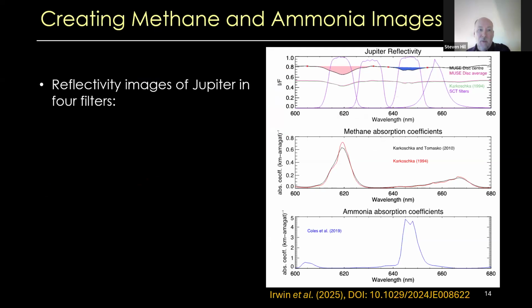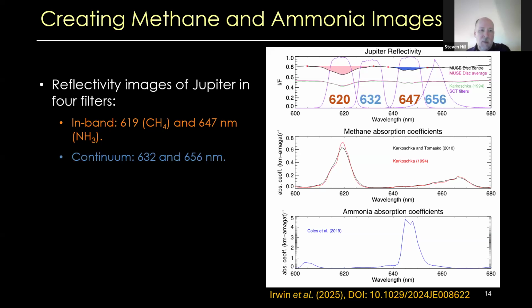Basically, we first start with reflectivity images of Jupiter in 4 filters. We have the in-band filters for 619 and 647 nanometers in methane and ammonia, and there's a slight discrepancy. The 1 nanometer discrepancy is just the band center versus the filter center that I was able to obtain. And then we have continuum filters at 632 and 656 nanometers. And you can see in the top panel here, the shaded regions in pink and blue are the actual amounts of light absorbed in those in-band filters.